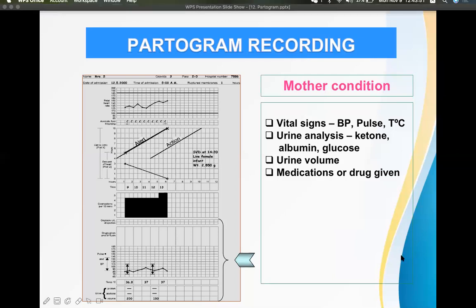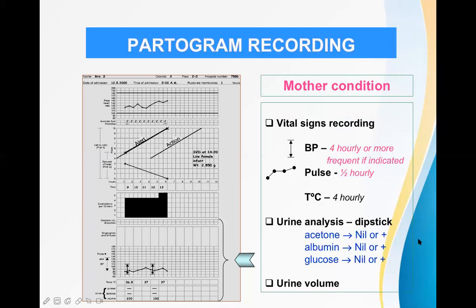Let's move on. Now all of you, please see here. This is the condition of the mother, with some further explanation given here. Blood pressure is taken 4 hourly or more frequently if indicated. If indicated means if she is already a known case of hypertension or already having pregnancy-induced hypertension, we have to take it more frequently than this, maybe 2 to 3 hourly. Pulse half hourly and temperature 4 hourly, and we need to record like this.